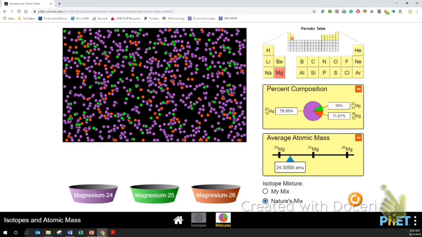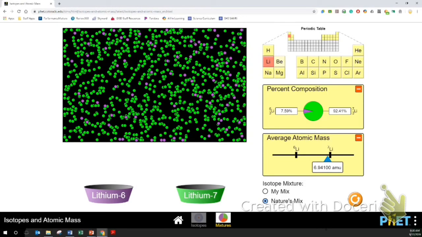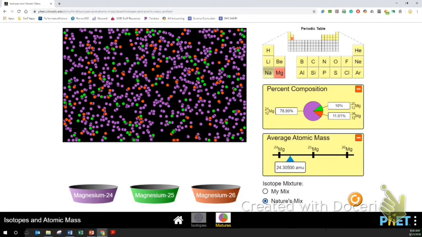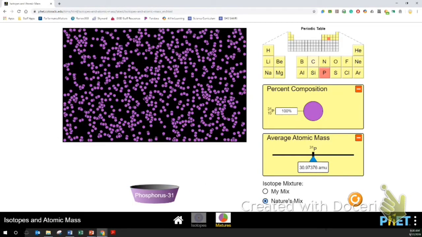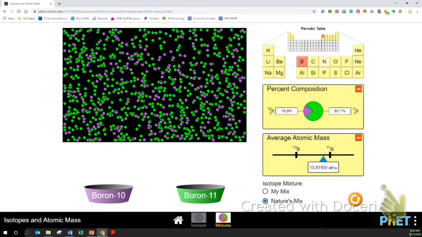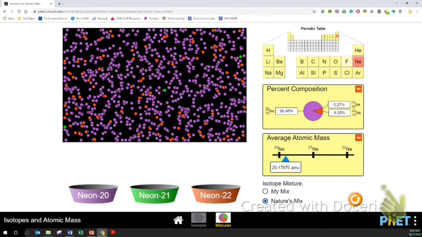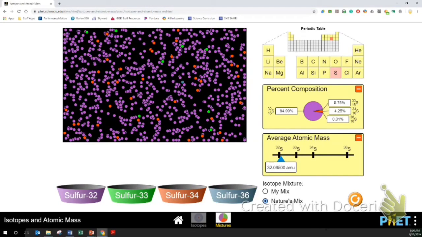And if I clicked around, I could show you a couple other atoms. Hydrogen has 2 isotopes. Lithium has 2 isotopes, although one is the major majority. Beryllium only has 1 isotope. Aluminum just has 1. Some of these only have 1 majorly stable isotope and just a very small amount of some of the others. But just some cool information. Okay, now let's get started with this calculation stuff.